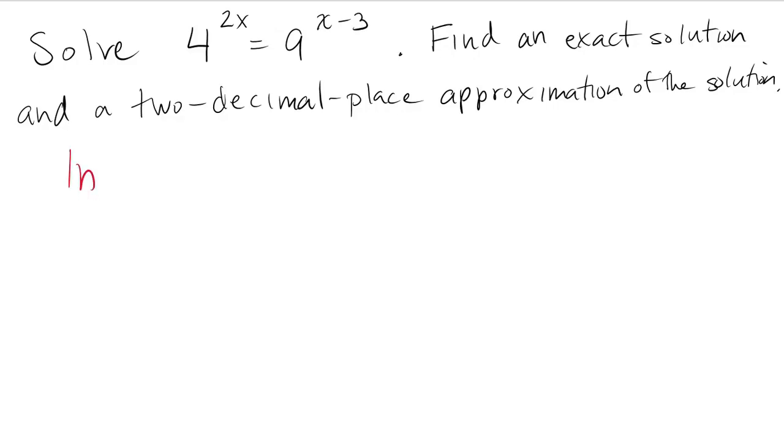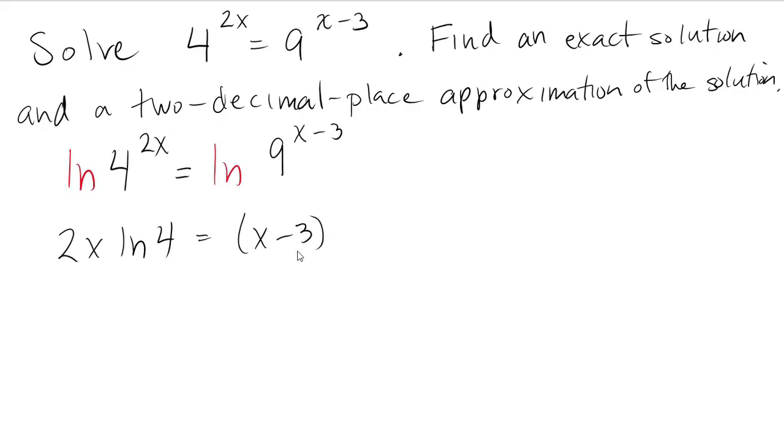So the natural log of 4 to the 2x is equal to the natural log of 9 to the x minus 3. And the reason we do that is that we can apply the property of logarithms that allows us to bring down the exponent. On the left side, the exponent is a single term, so I can just write 2x times the natural log of 4. On the right side, the exponent is a binomial, so when I bring that down, the parentheses are required, x minus 3 times the natural log of 9.